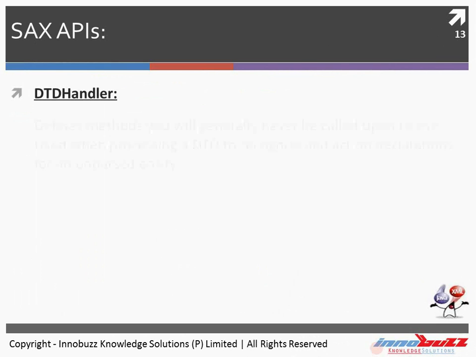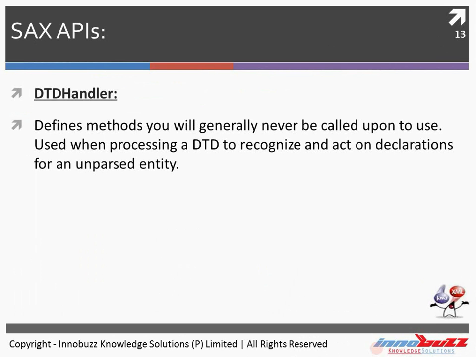Document type definition handler. This defines methods you will generally never be called upon to use. Used when processing a document type definition to recognize and act on declarations for an unparsed entity.